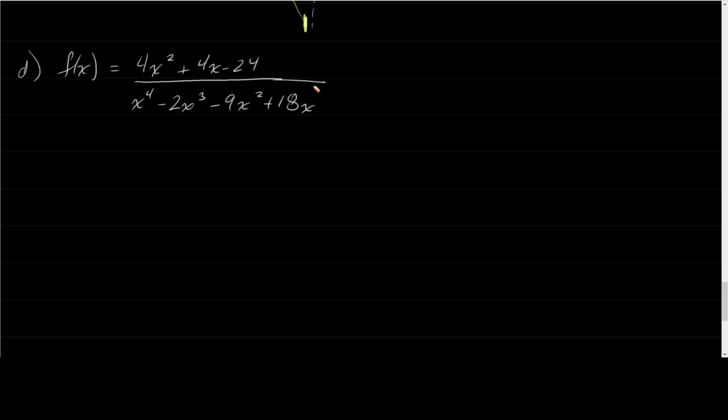What we want to do first is factor this, because as written, that is an awful thing to try to work with. So let's factor this as much as possible. How do we factor this? Let's factor these two separately. The numerator is 4x squared plus 4x minus 24. They all have a 4, so I can factor out a 4. I'm left with x squared plus x minus 6, which factors into x plus 3 times x minus 2.